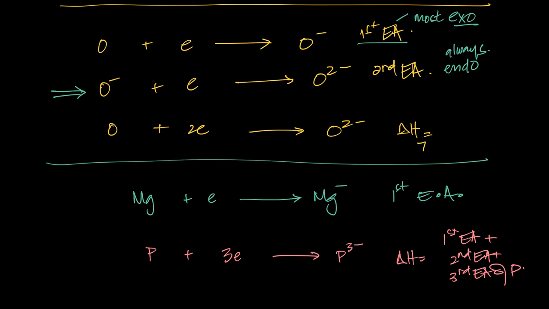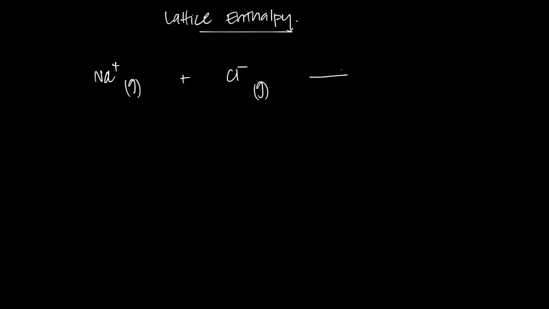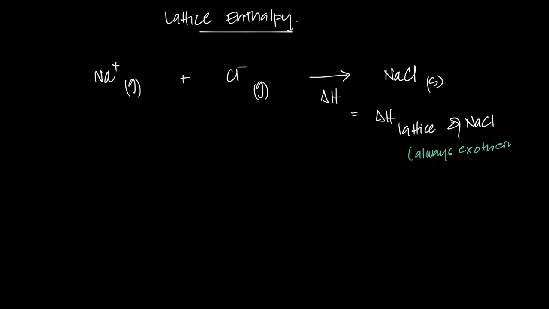Okay, so now after seeing this, we're going to talk about the other reaction that we saw earlier, called lattice enthalpy. Lattice enthalpy is the idea that when sodium gaseous ions combine with chloride gaseous ions to make sodium chloride solid, this energy change is the delta H lattice of NaCl. This can only exist for ionic compounds, and it is always exothermic. That's something you have to remember.